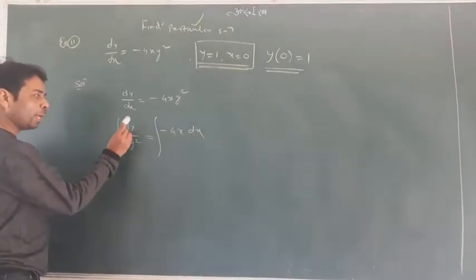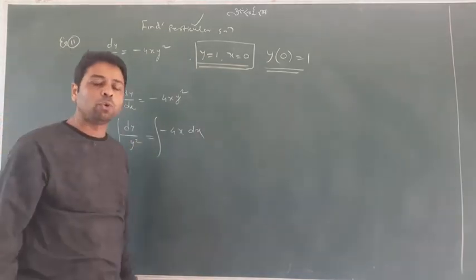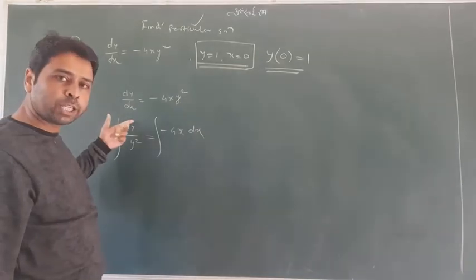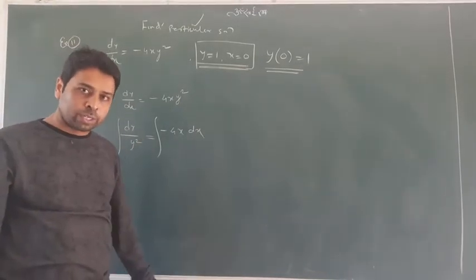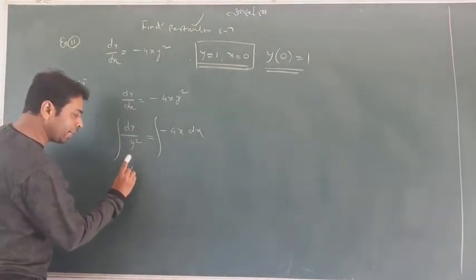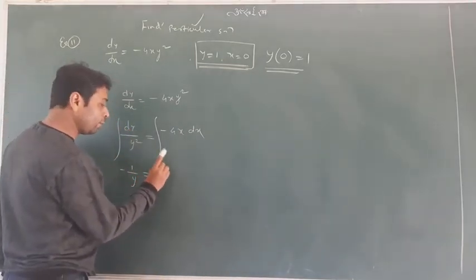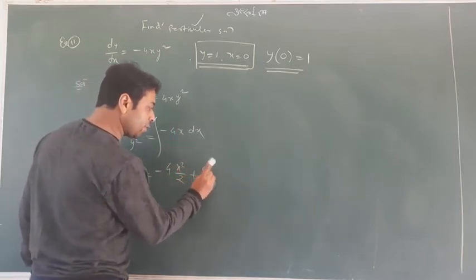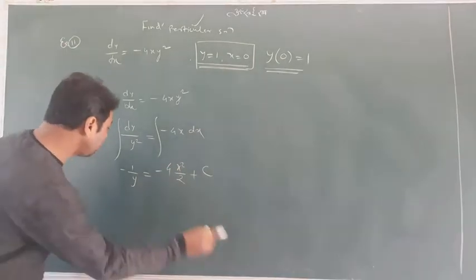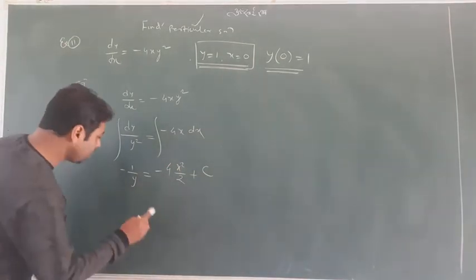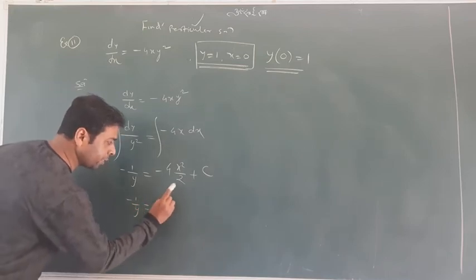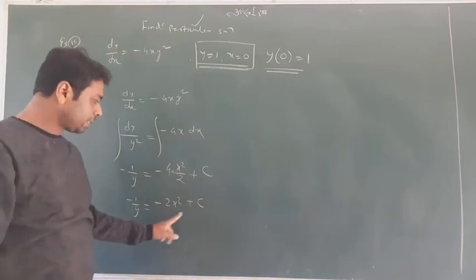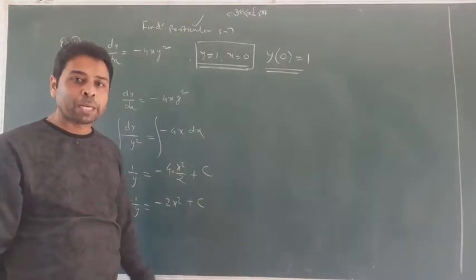Now what about 1 upon y square with respect to y? If you don't remember this, you can transfer y square to the numerator. It will be y to the power minus 2. You can do the integration. Or, second, 1 upon y square has integration minus 1 upon y. I am doing it directly here. Minus 4 is a constant value. Integration of x is x square by 2, and write c. Again, I say you please solve a little bit where you feel better. It is minus 1 upon y equals minus 2x square, since 2 and 4 cancel, plus c. This is none other than the general solution because it is in the form of c.